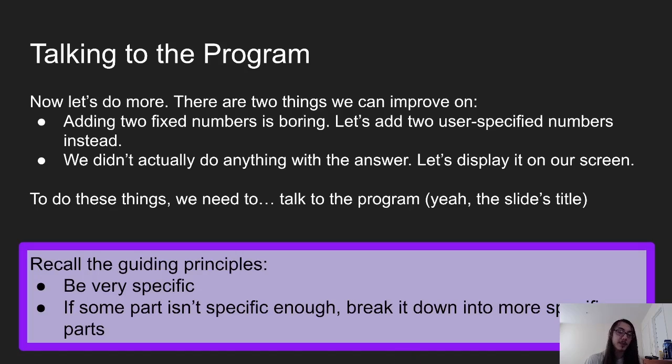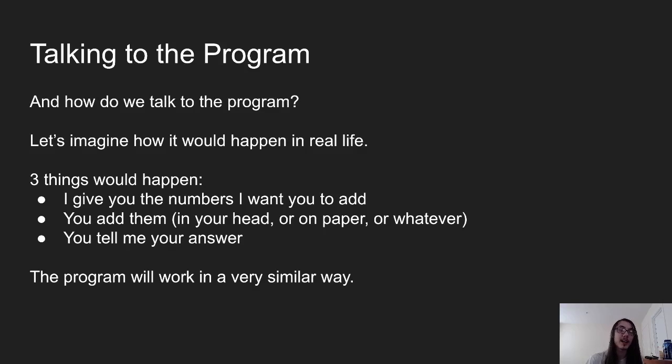Remember, when talking to a computer, it's not enough to just tell it to add 2 numbers. Remember the guiding principles. We have to tell it the exact steps that we want it to do and simplify our big task into a bunch of small, easily doable tasks. So how would this happen in real life? Let's say I ask you to add 2 numbers. What would happen? First, I would give you the 2 numbers that I want you to add. Then you would add the two numbers, maybe in your head or on paper, depending on how big numbers I give you, or whatever. And finally, you would tell me your answer.